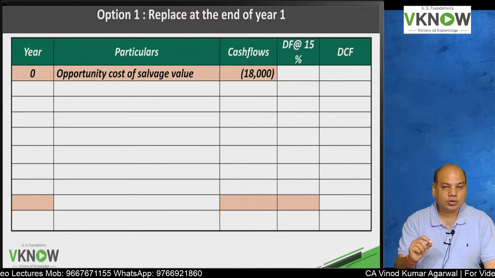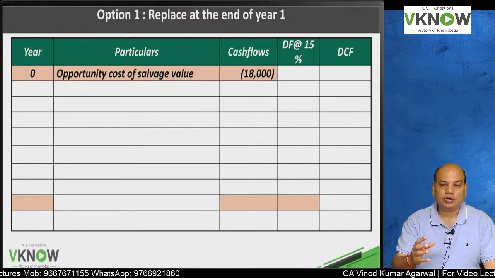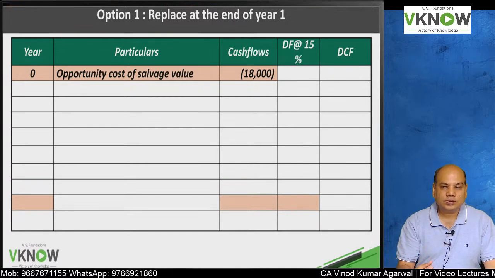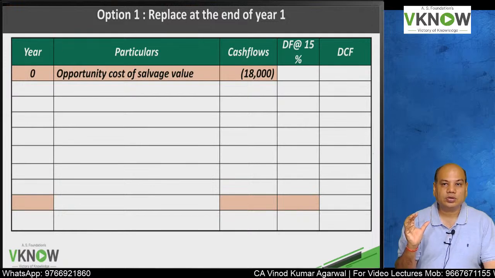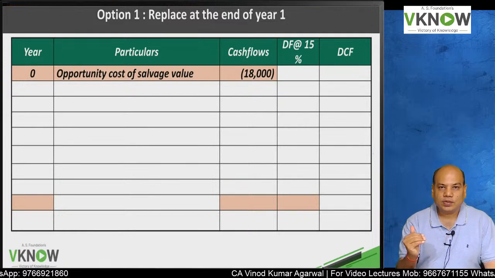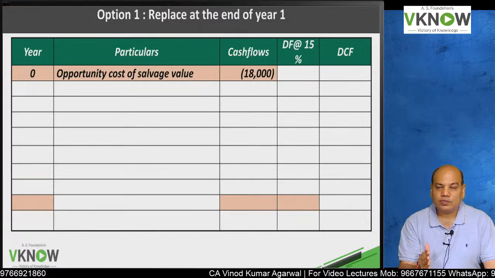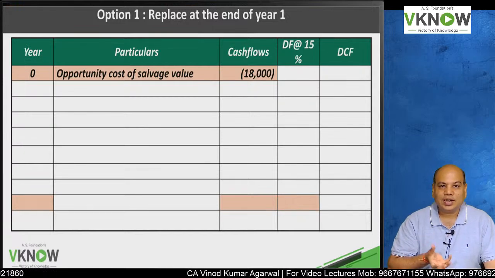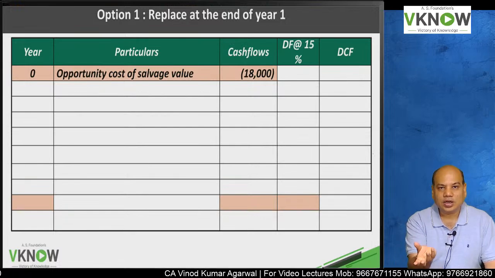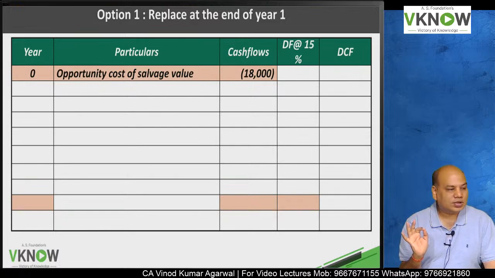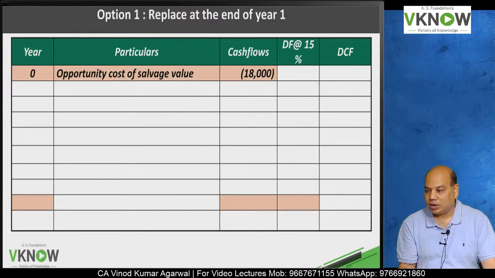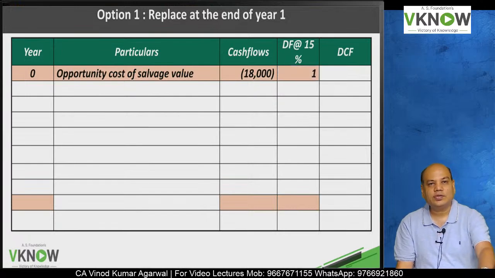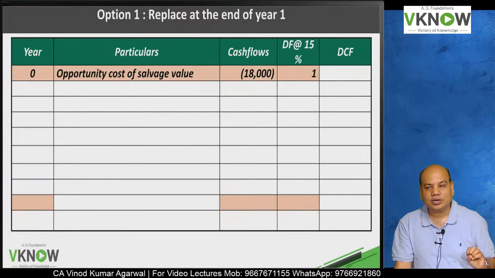Not selling it now means there is an opportunity value. There is a cost of that decision to use it for one more year. So 18,000 rupees will be treated as opportunity cost. Had you sold it today, you would have got 18,000. But you have decided to continue, so it is as good as investing 18,000 rupees in the old asset. Think as if you bought this old asset from the market for 18,000.